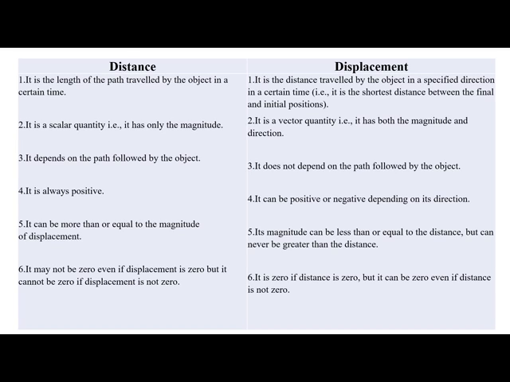And also you see, it is zero if the distance is zero. If there is no distance, there is no displacement. It can also be zero if the distance is not zero. So in the closed path there is some distance, but there is no displacement. I hope this is very clear for you for the distance and the displacement.